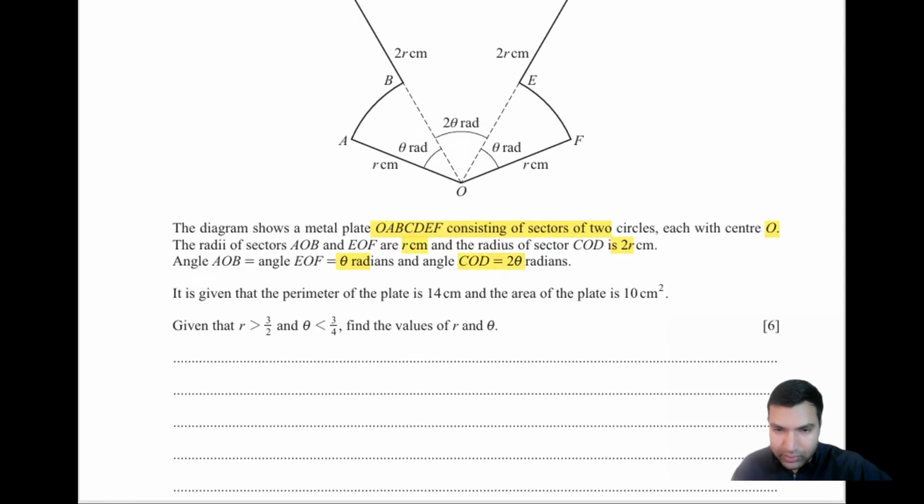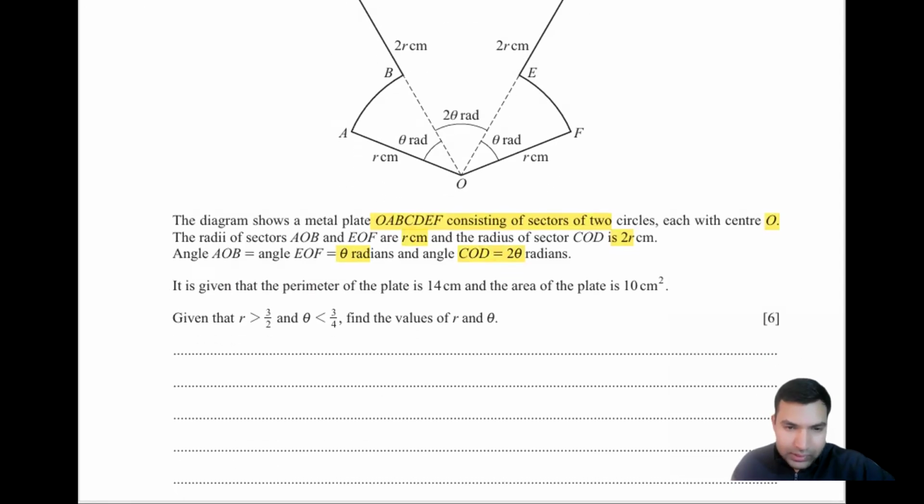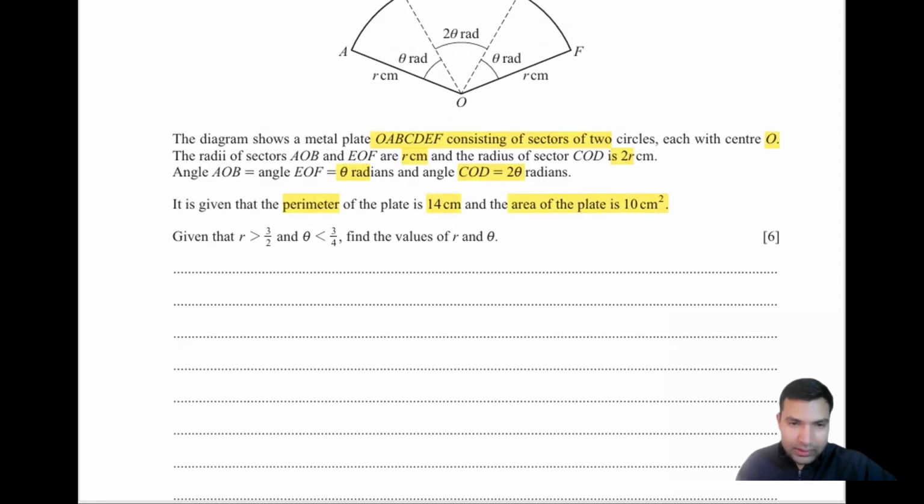So let me highlight the given information. Now it says it is given that the perimeter of the plate is 14 centimeters and the area of the plate is 10 centimeters square. All right, so we are given that r is greater than 3 by 2. So these conditions we have to be very careful and keep in mind. Find the values of r and theta. Okay, so this is what I need to find.